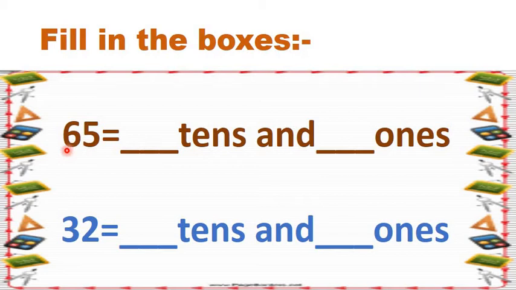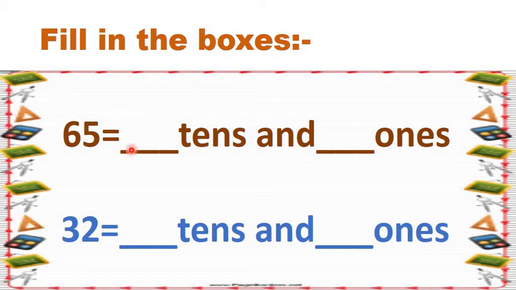Look, we have number 65 and we have to write it in the form of tens and ones. Here we have the column: 65 is equal to dash tens and dash ones. So, by observing this chapter and by learning all the points, now you can understand what we have to write at the place of tens.